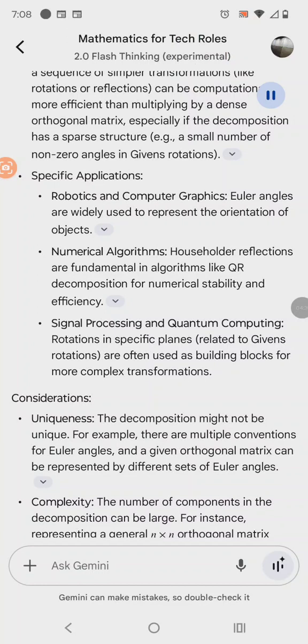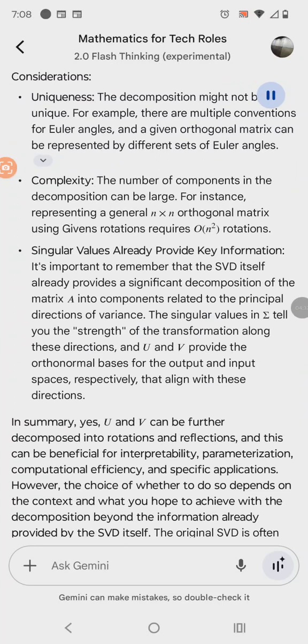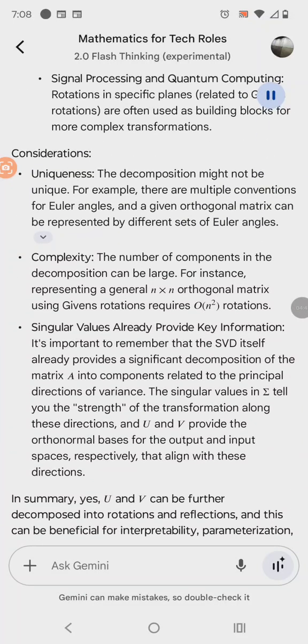The decomposition might not be unique. For example, there are multiple conventions for Euler angles, and a given orthogonal matrix can be represented by different sets of Euler angles. Complexity. The number of components in the decomposition can be large. For instance, representing a general n times n orthogonal matrix using Givens rotations requires O(n squared) rotations.